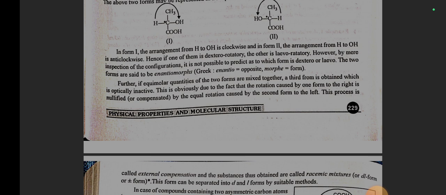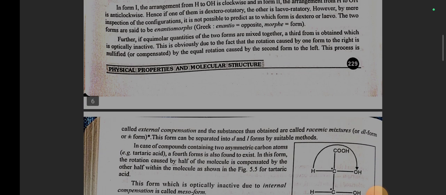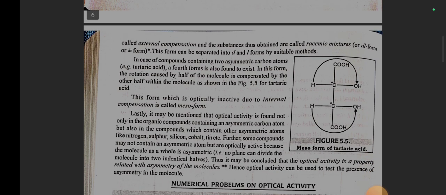Further, if equimolar quantities of the two forms are mixed together, a third form is obtained which is optically inactive. This is obviously due to the fact that the rotation cast by one form to the right is nullified by the equal rotation cast by the second form to the left. This process is called external compensation, and the substance obtained is called a racemic mixture. This form can be separated into D and L forms by suitable methods.